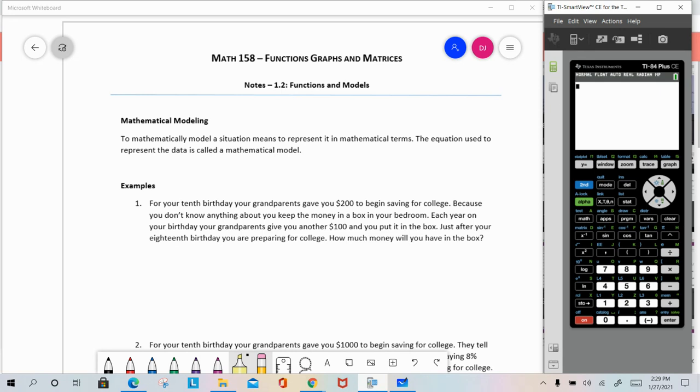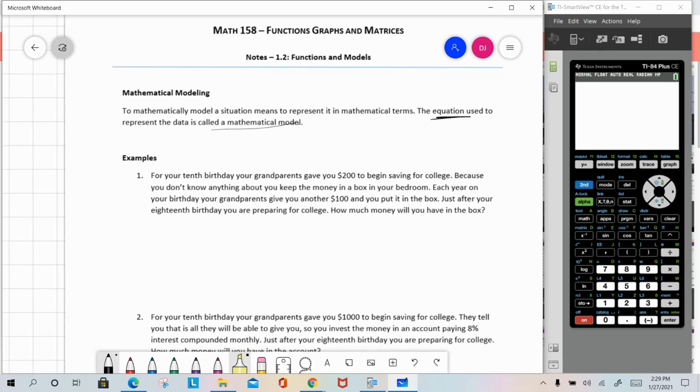So basically in this section, we're going to talk about functions. We're going to talk about modeling. What do I mean by a mathematical model? When we say mathematical model, it's an equation that represents a real life situation. So look at example 1.